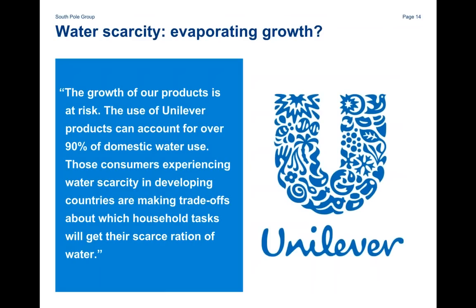Here's an example of Unilever, of how water scarcity in particular is evaporating the growth for Unilever. The company disclosed last year that the growth of their products in certain regions, particularly emerging economies such as India, where worsening water security is increasing, the sales of their products, which can typically account for over 90% of domestic water use, may be constrained because the consumers in those countries are having to make difficult decisions, or trade-offs, about which household tasks will get their scarce ration of water.